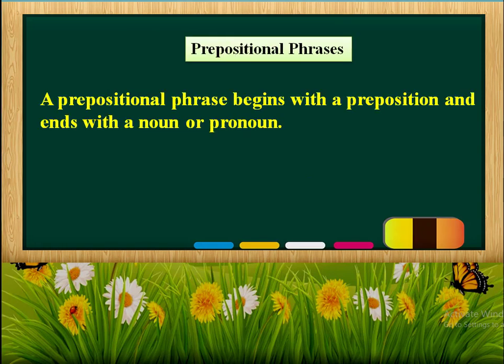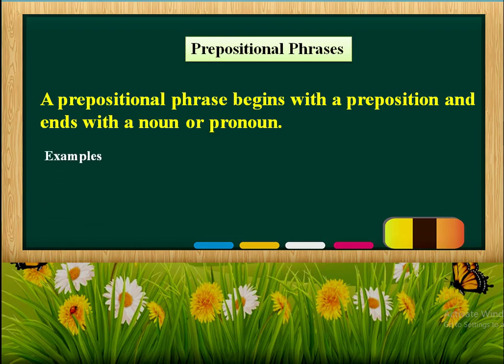Now let's see prepositional phrases. A prepositional phrase begins with a preposition and ends with a noun or pronoun. Or it is one or more words that work together to give information about the preposition. It informs about time, location, possession or condition in the sentence.